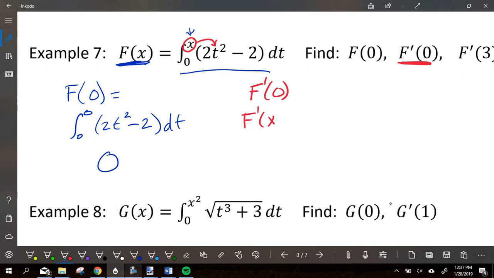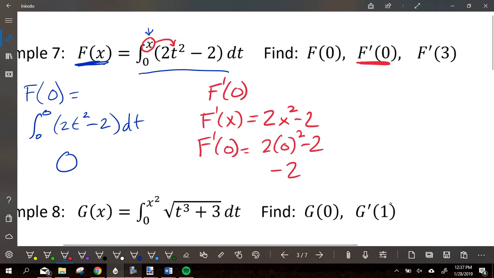What is capital F prime of x? F prime of x, without evaluating it, is just 2x squared minus 2. The derivative of the integral is just what you started with. Because the upper bound is just x, the derivative of the integral is that function. They cancel each other out. So it's just 2x squared minus 2. That's what f prime is. I'm trying to find f prime at 0. Show me with your fingers. What is f prime at 0 going to be? Negative 2. You take that 0, you plug it in. Your answer is going to be negative 2.